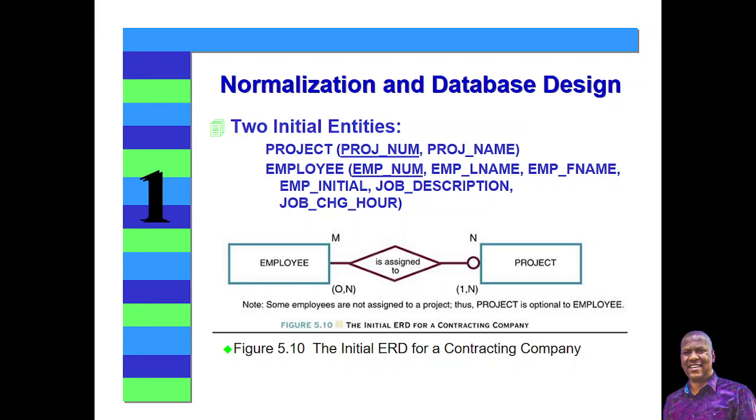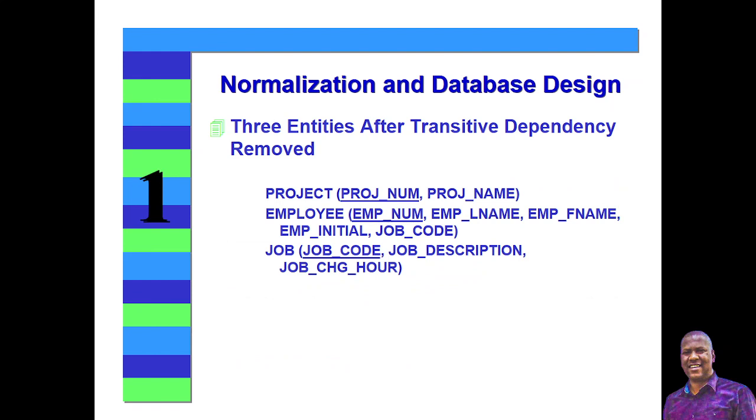Here is how we can implement the new entity after the normalization, as you can see. There's a many-to-many relationship here. Some employees are not assigned to a project, and project is optional to employee. So this is a kind of relationship. You can see optional and must.